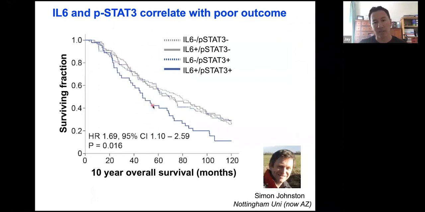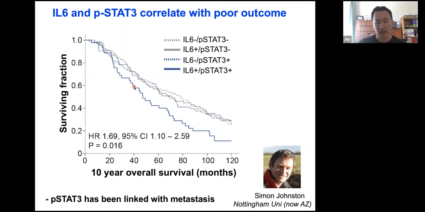But what Simon Johnson has done is he's gone back to some pretty old samples, and he's looked at the data, and he's stained for IL-6 and phospho-STAT3. If you look specifically at the women who express both phospho-STAT3 and IL-6, you can see these women have a worse outcome. So it's really about just stratifying women in the right way. Now, we know that phospho-STAT3 is being linked with metastasis.